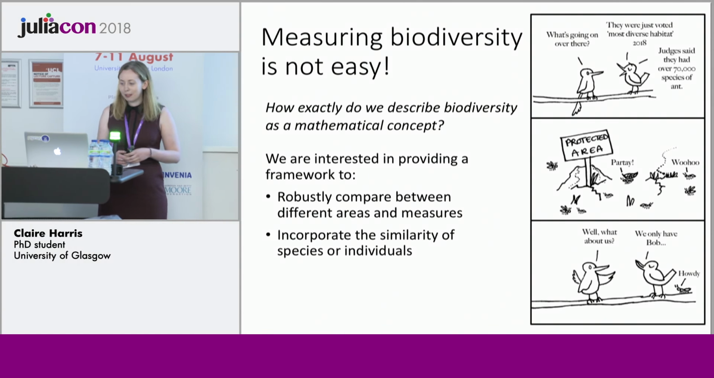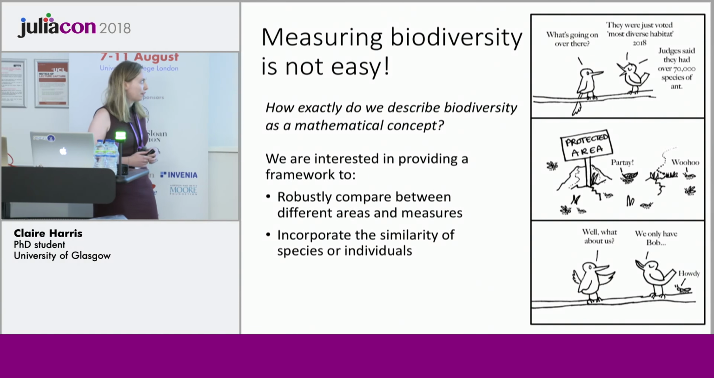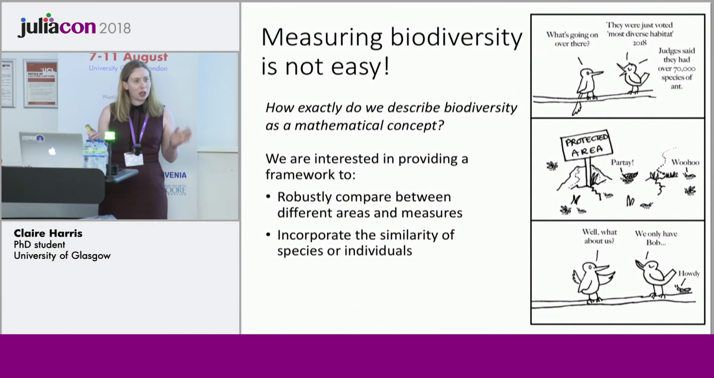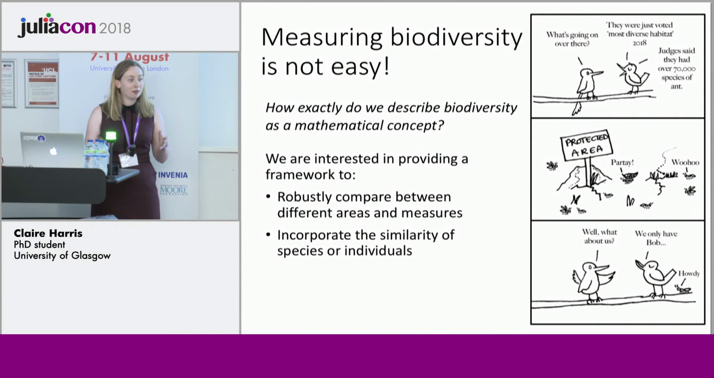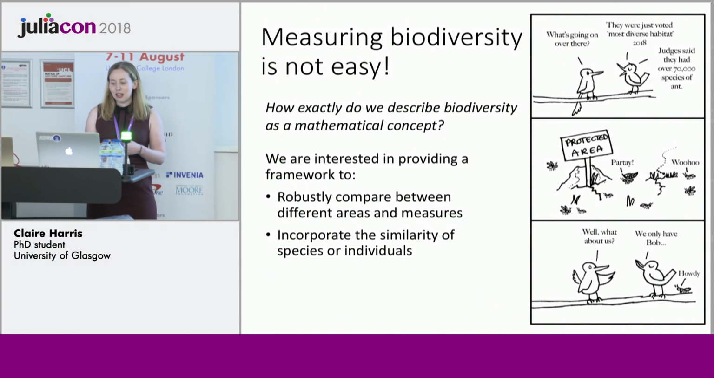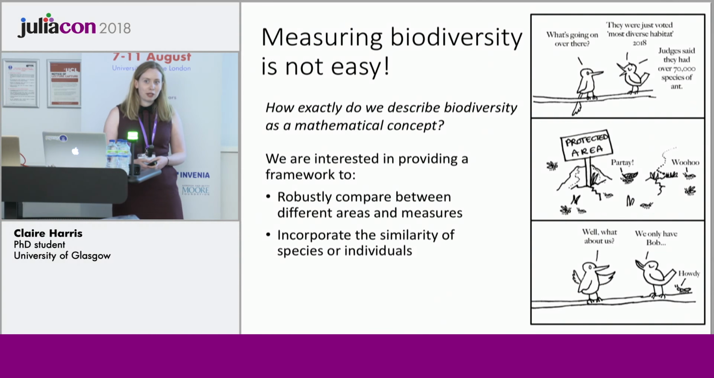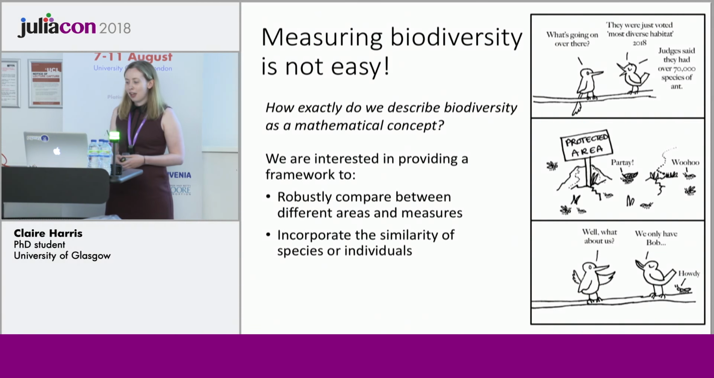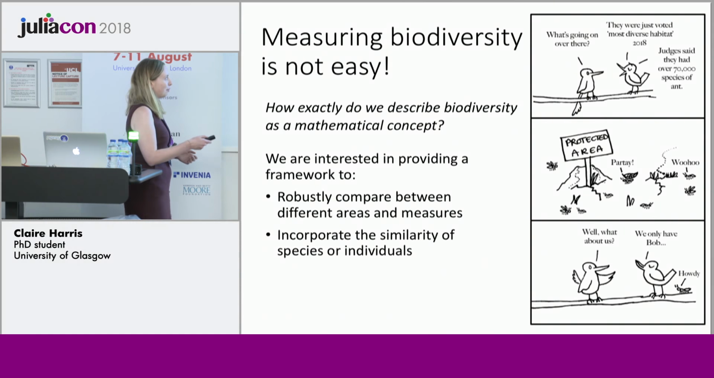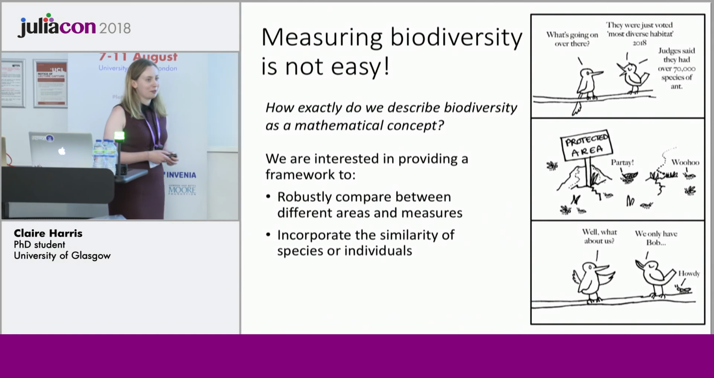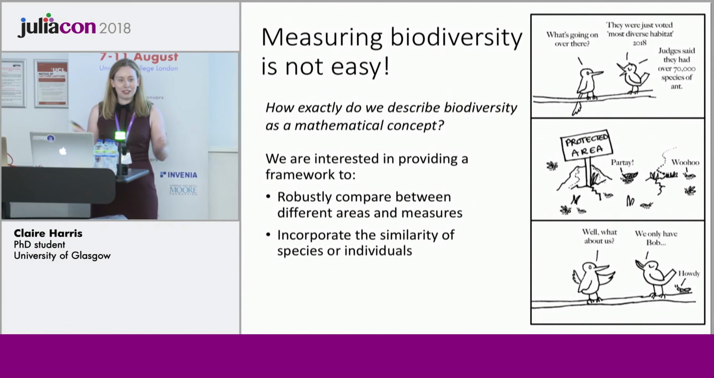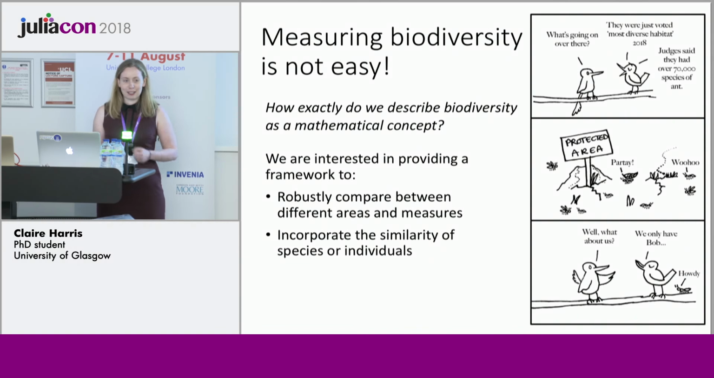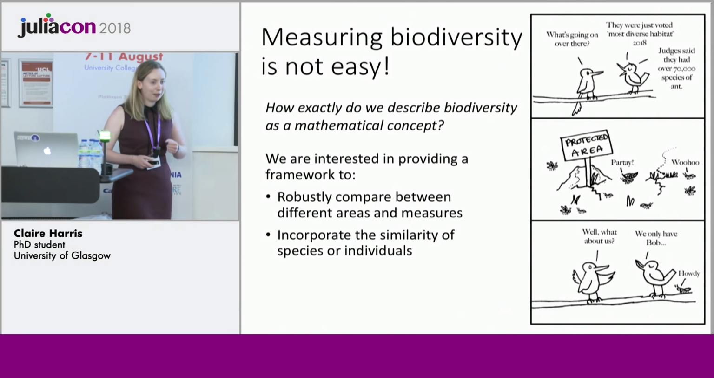So let me be the first to say that measuring biodiversity is not easy, and I have a quite simple example of some of the problems involved. If you were to go into a habitat and want to count up the biodiversity that's there, the first thing that you might do is just to count the number of species. So if you went into an ecosystem like this and found 70,000 species of ant, you might go, woohoo, that's really diverse, I can set my protected area flag up here.